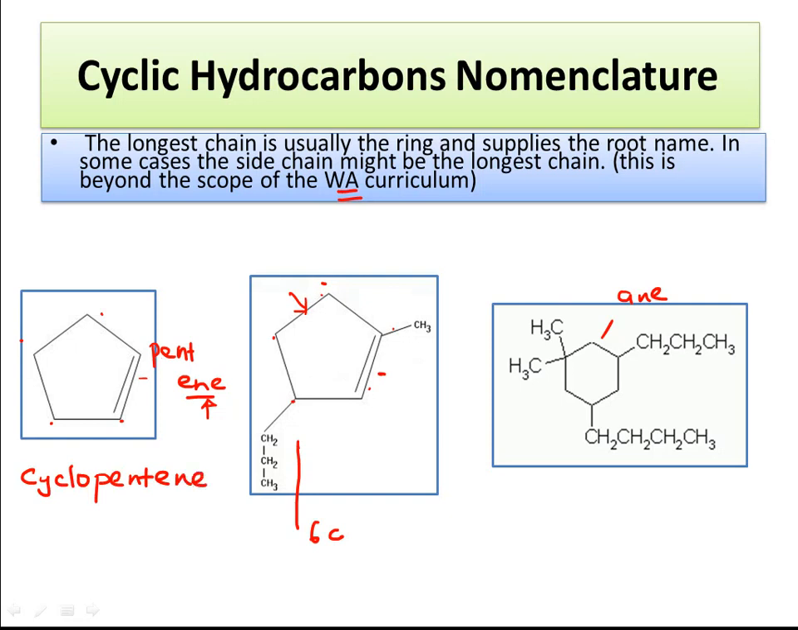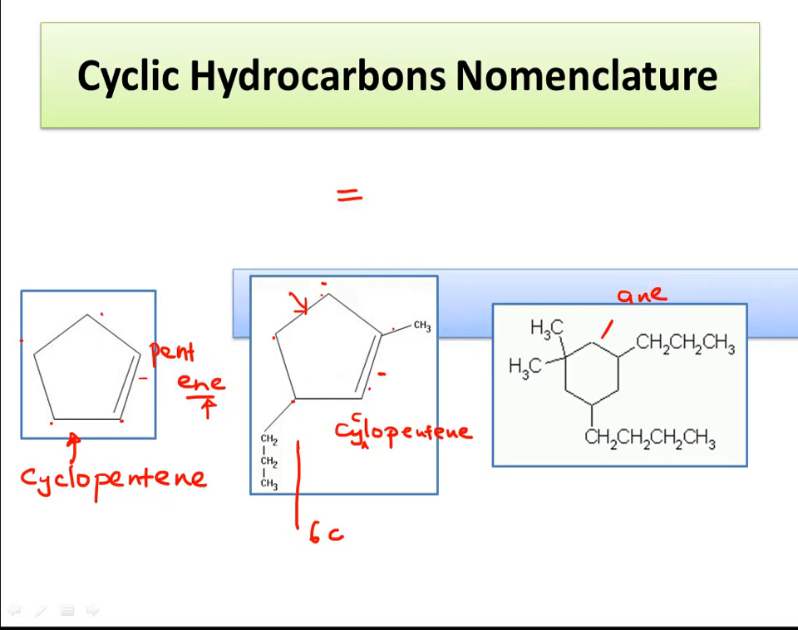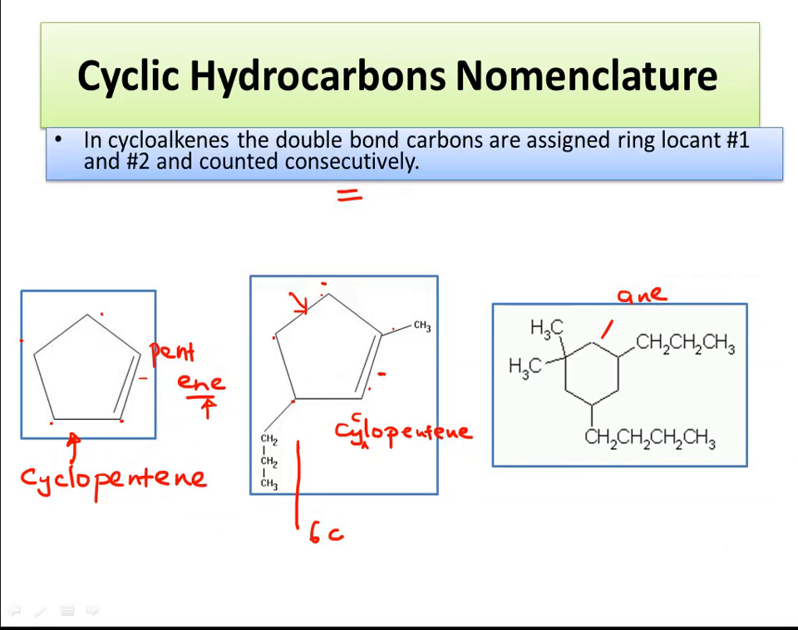Okay, this one doesn't have any side chains, which means the name for that one is alright. Now, this one here is also cyclopentene, pentene, but it has got side chains. Now, how do we go about numbering the side chains? There might be other rules.